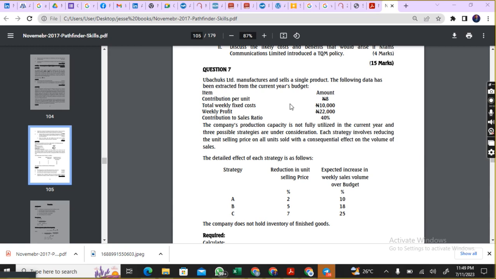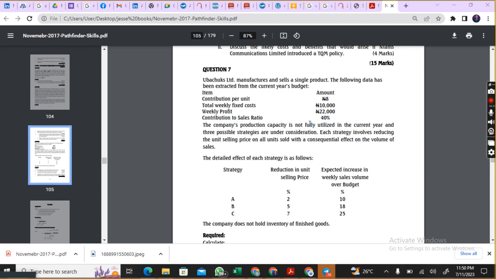What we need to do now is let's read the question again. The company's production capacity is not fully utilized in the current year, and three possible strategies are under consideration. Strategy A involves reducing the unit selling price on all units sold, with the consequential effect on the volume of sales.